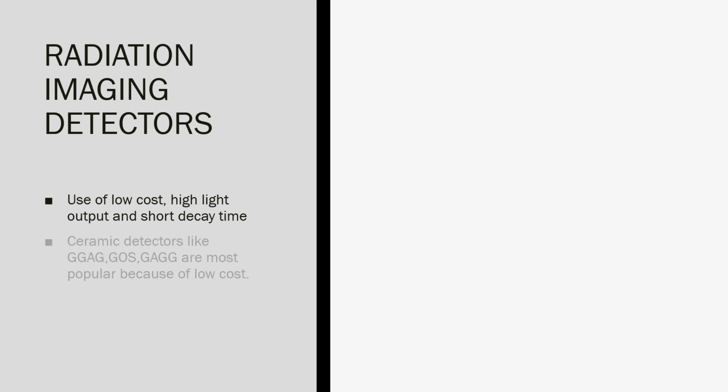Now let us talk about radiation imaging detectors. The desired characteristics for radiation imaging detectors are low cost, high light output and short decay time. Ceramic detectors like GGAG, GOS and GAGG are most popular nowadays because of their low cost.